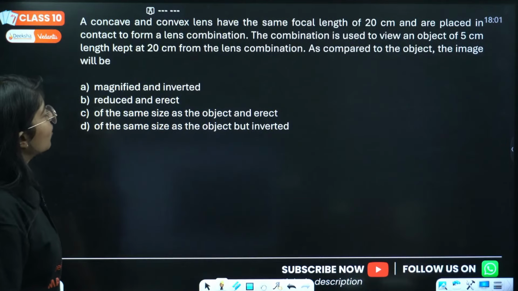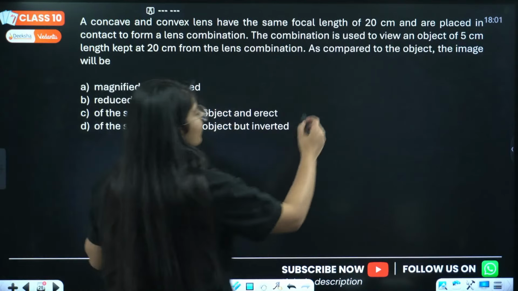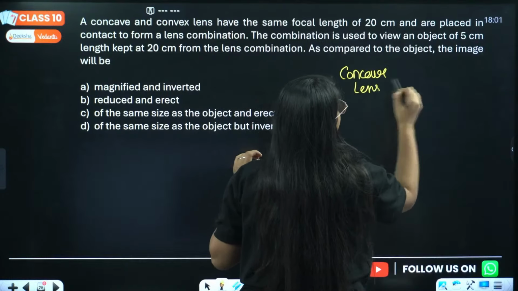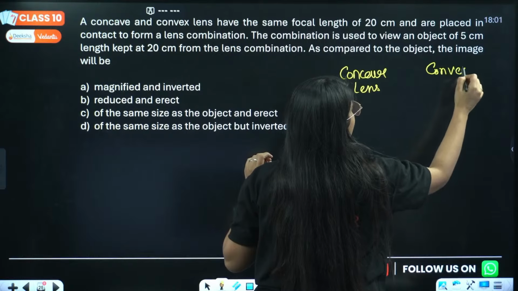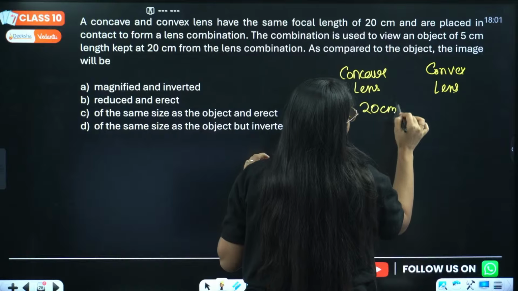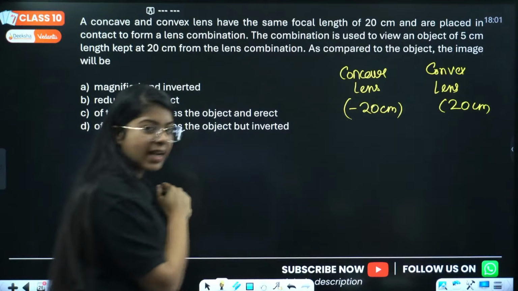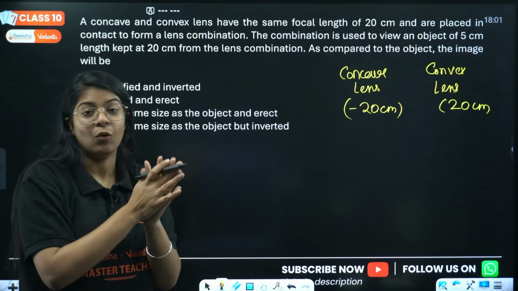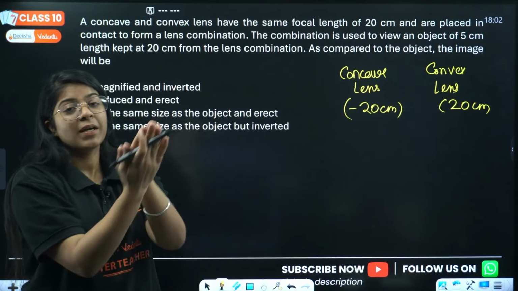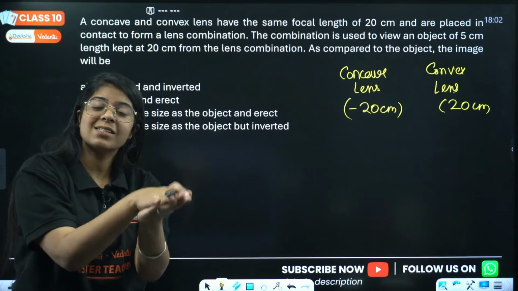A concave and convex lens have the same focal length of 20 centimeter. So we have a concave lens, and we have a convex lens, right? And both have focal length as 20 centimeter, but the focal length of the concave lens will be negative, right? See, that is the basics we know. For concave lens and concave mirror, focal length is negative. For convex mirror and convex lens, both the focal length will be positive.